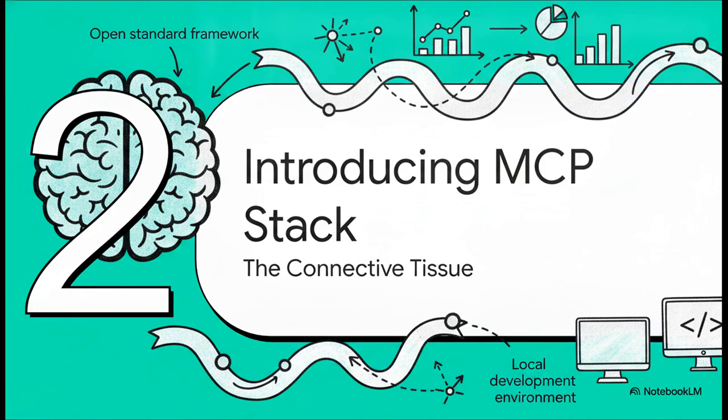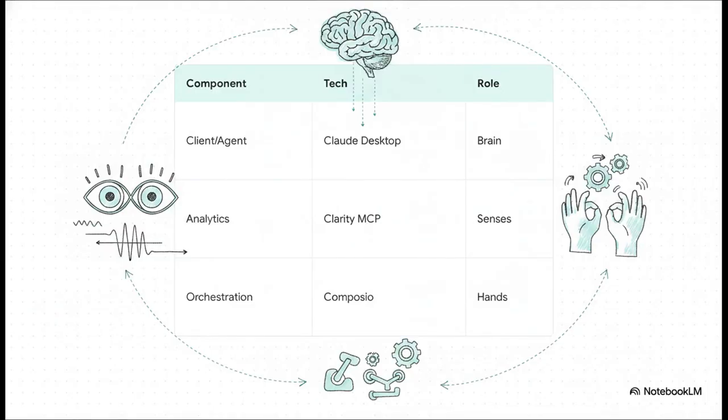Which brings us to Section 2, introducing the MCP stack, the connective tissue. Now, what's really interesting about this slide is how the Model Context Protocol, or MCP, acts as the breakthrough that finally lets our systems react. MCP is basically a universal translator. It's an open standard framework that allows advanced AI models to securely and directly interact with both your analytics data and your actual local dev environment.